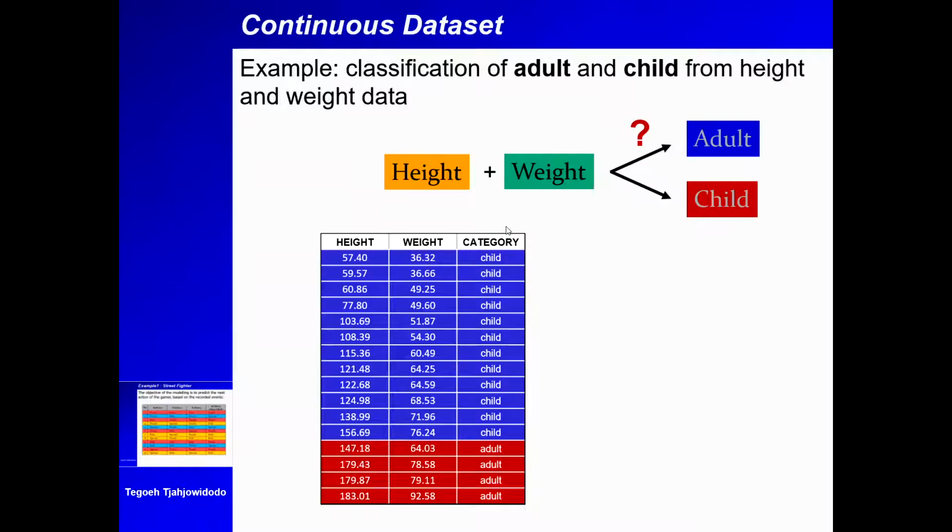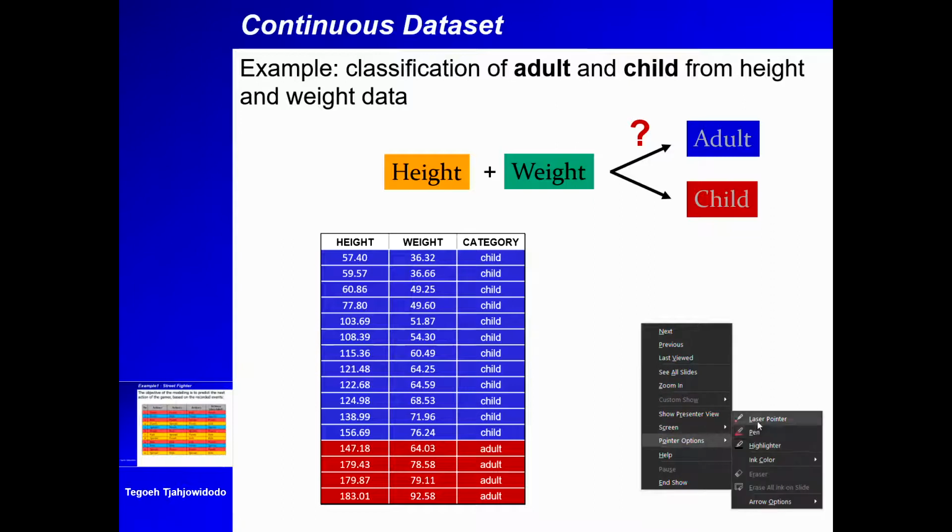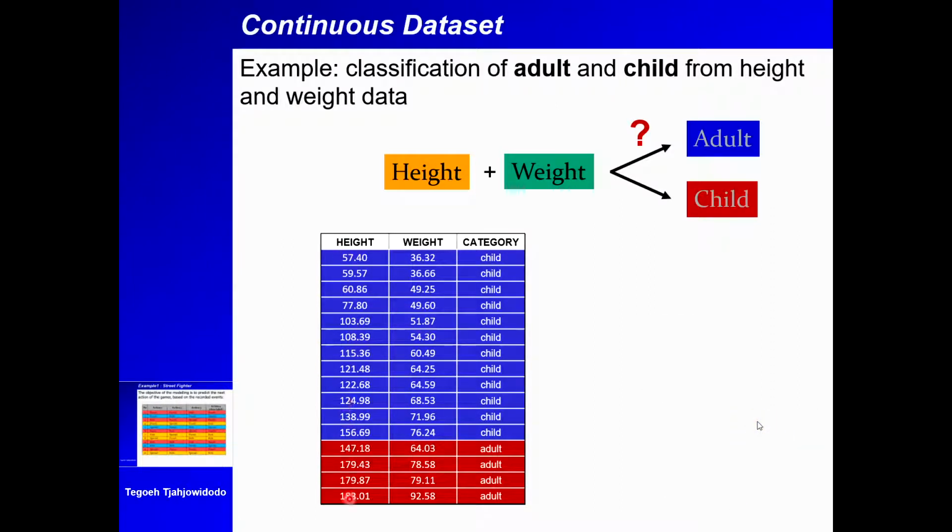While in our case here, if you look at one input, height, the input might vary infinitely because it is a continuous variable, and the same for weight. So we cannot solve it simply like what we did in the Street Fighter case.